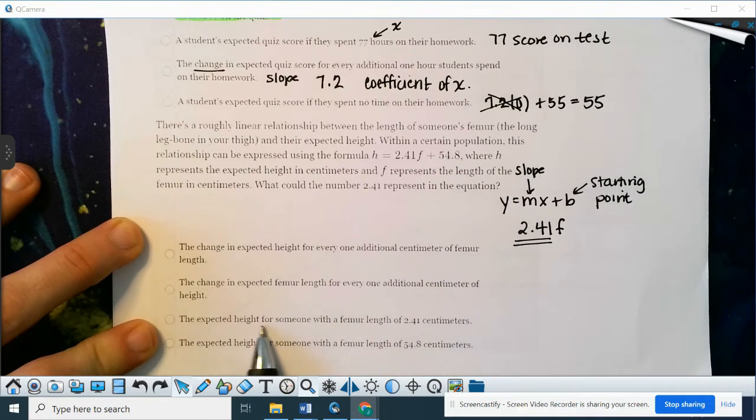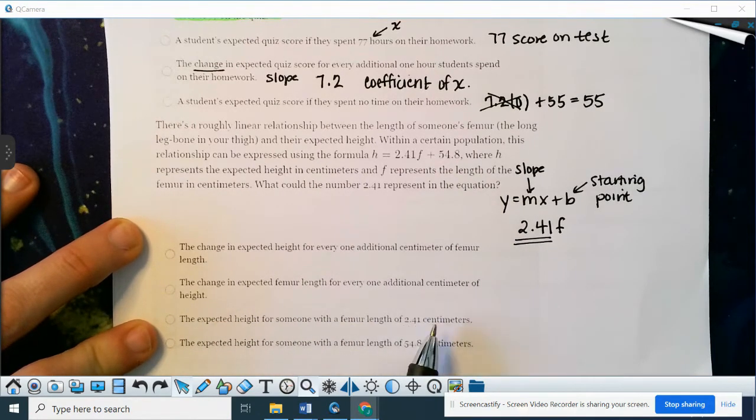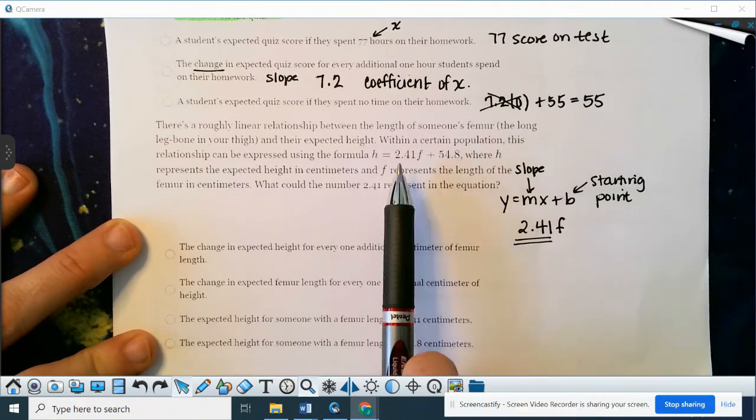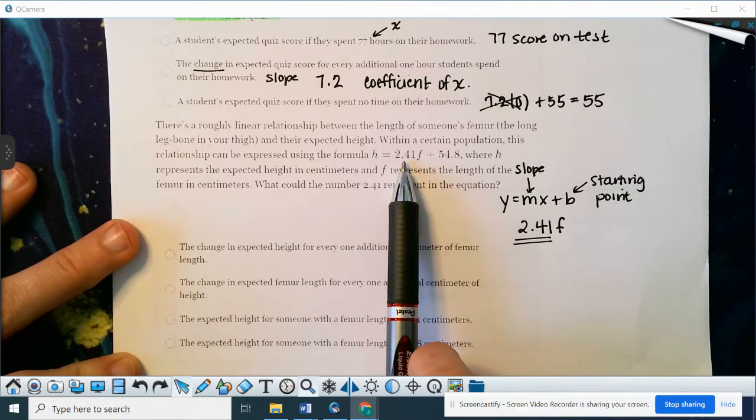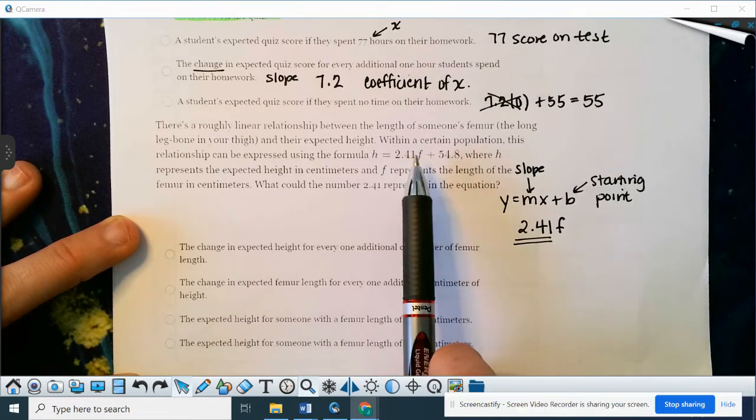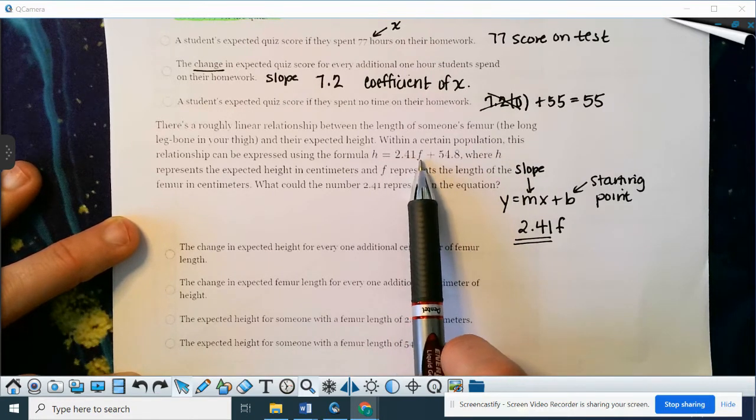The expected height for someone with a femur length of 2.41 centimeters. This does not say that the femur length is 2.41 centimeters. This is saying that's going to be the increase for whatever centimeter addition we do of femur length.